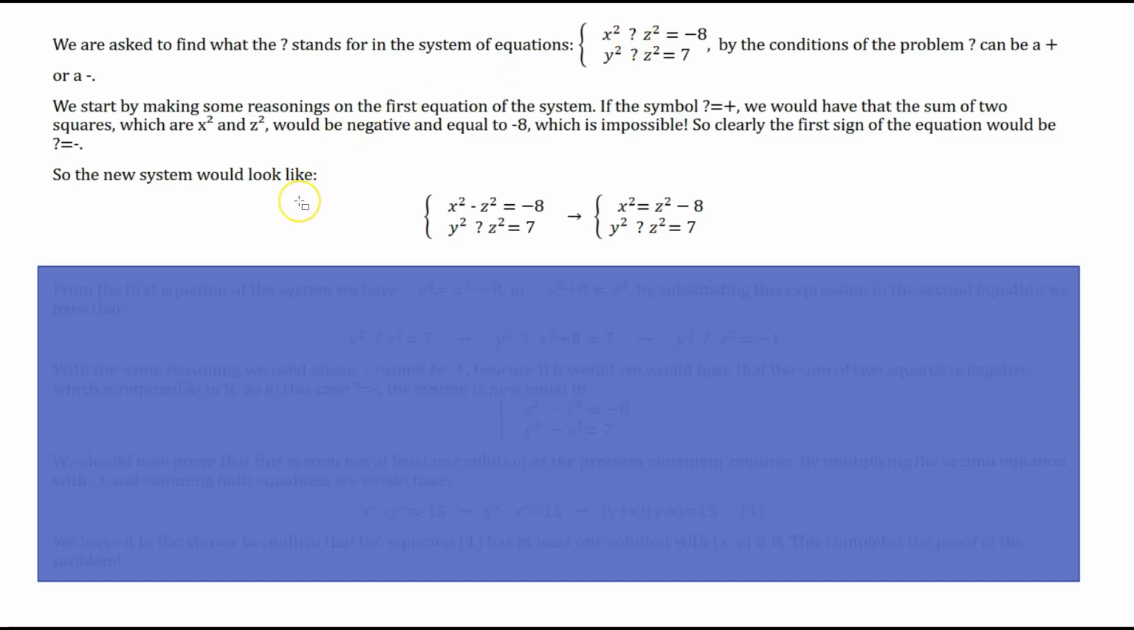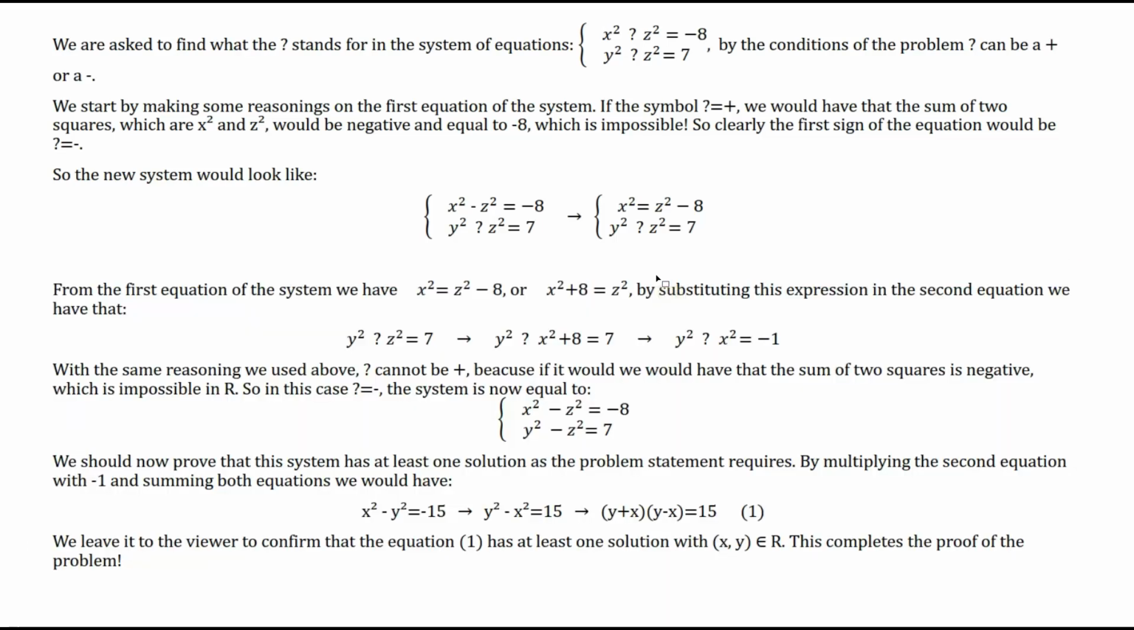So clearly the first sign would be a minus. So the new system would look like this: x squared minus z squared is equal to minus 8, and x squared ? z squared is equal to 7. Or we take z squared to the other side of this first equation, and we will have that x squared is equal to z squared minus 8, or that x squared plus 8 is equal to z squared.